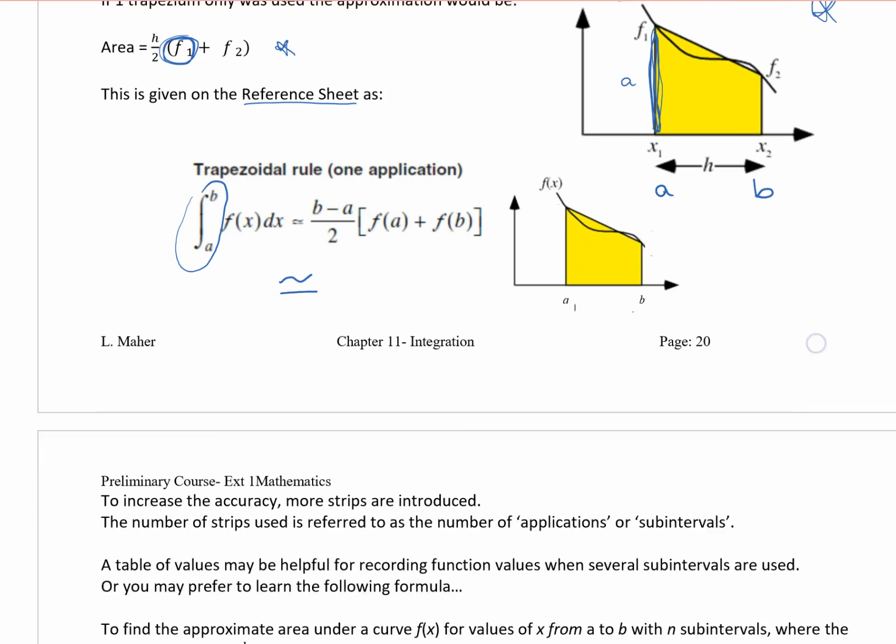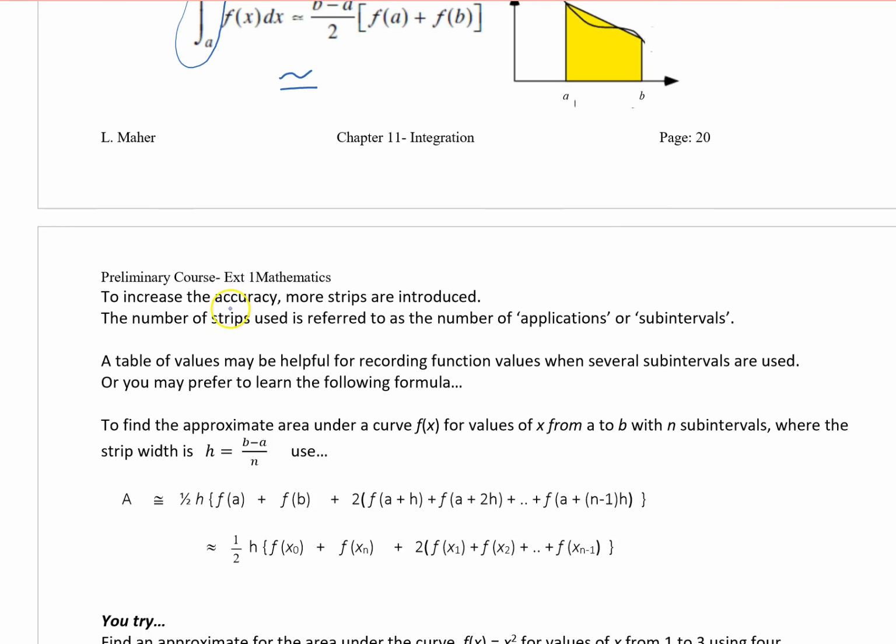Now, as it says, to increase the accuracy, more strips are introduced. That makes sense. It becomes really confusing when you see something like this, that the area is approximately, and that's just another symbol for approximately equal to, half of h, f of a plus f of b, etc., etc. I might go to a blank sheet and then talk about where this actually comes from.